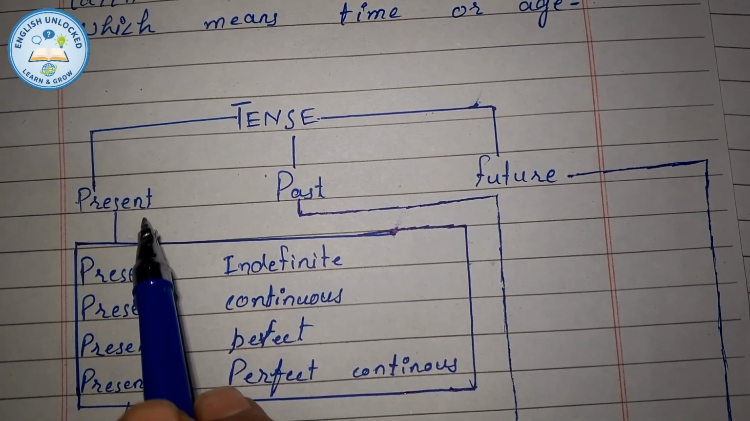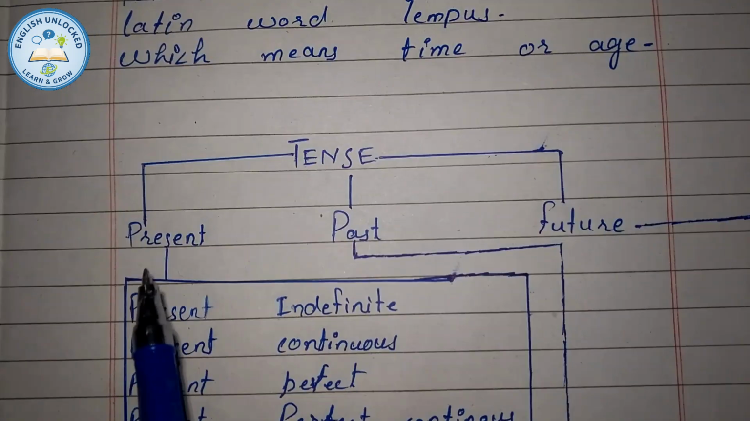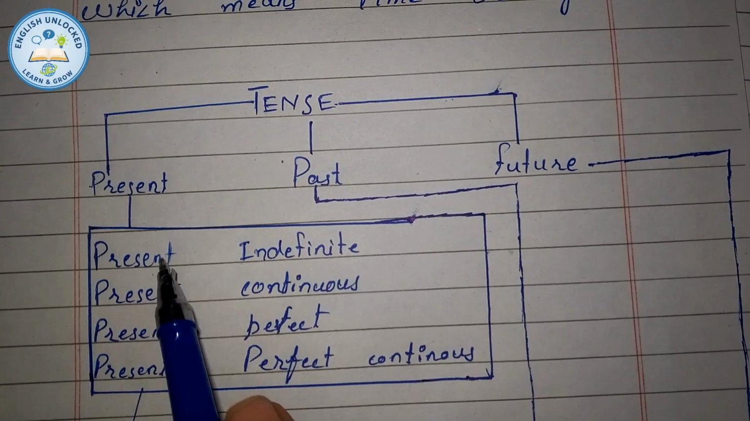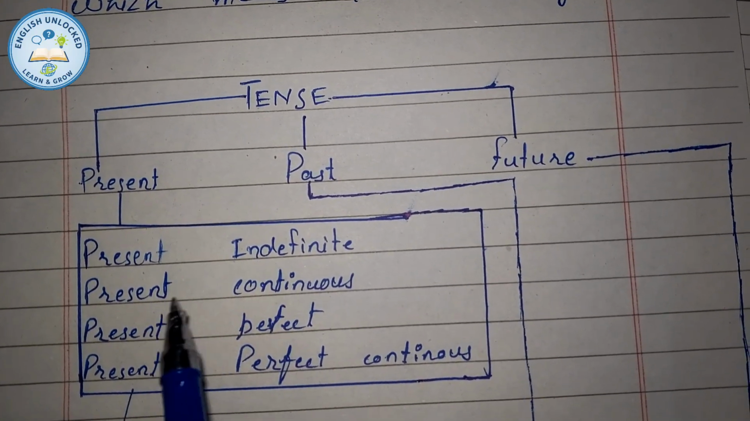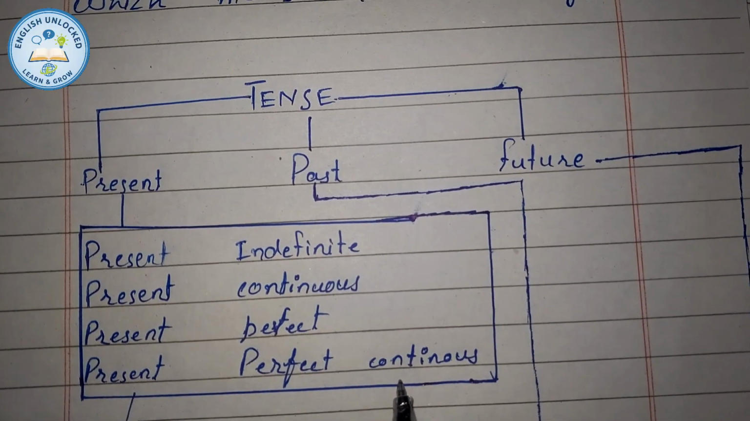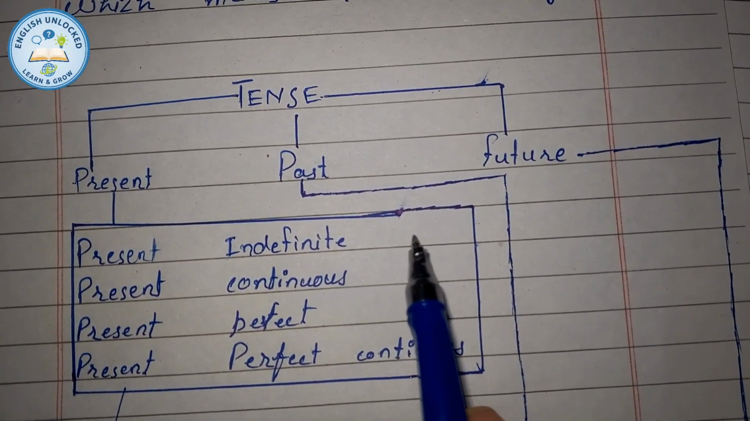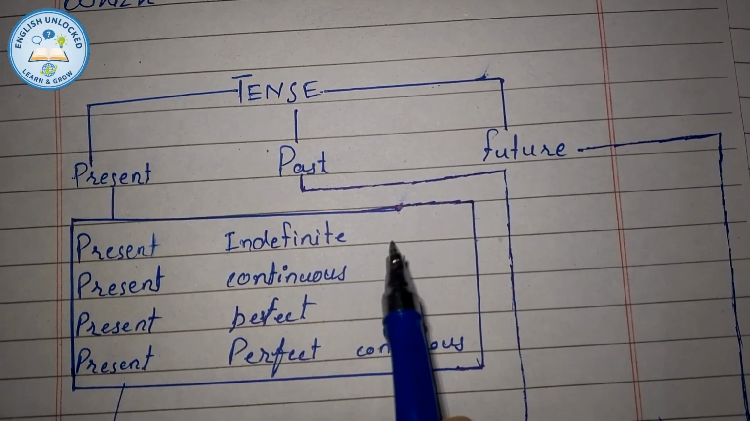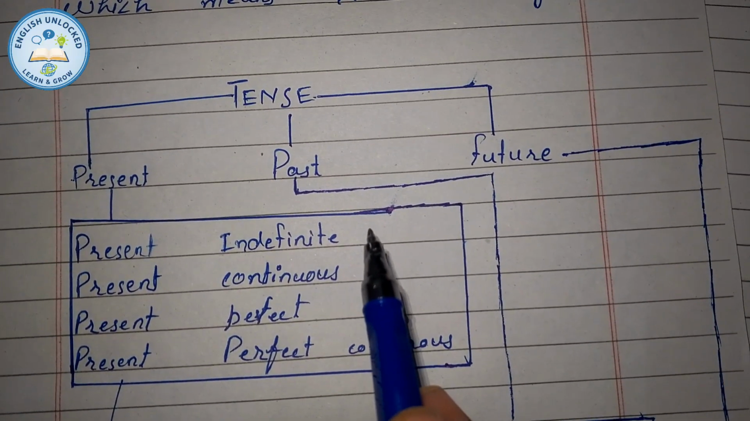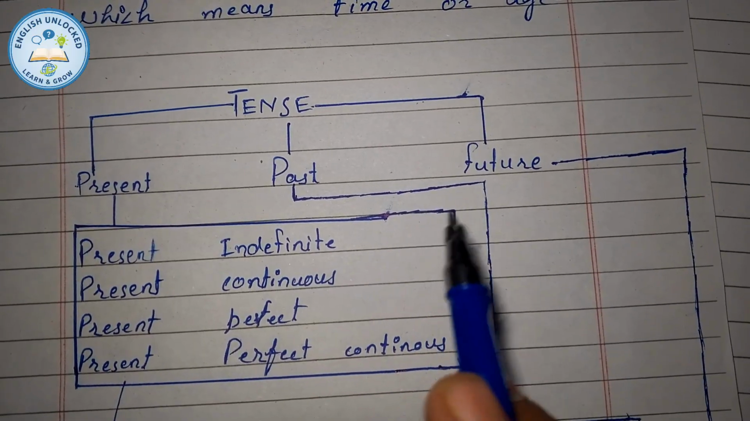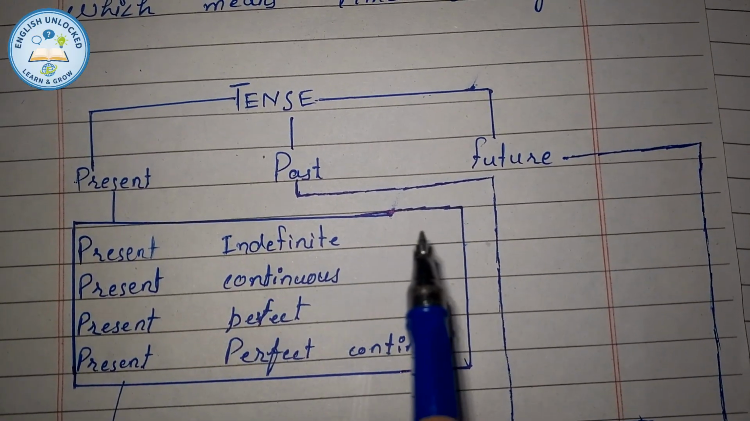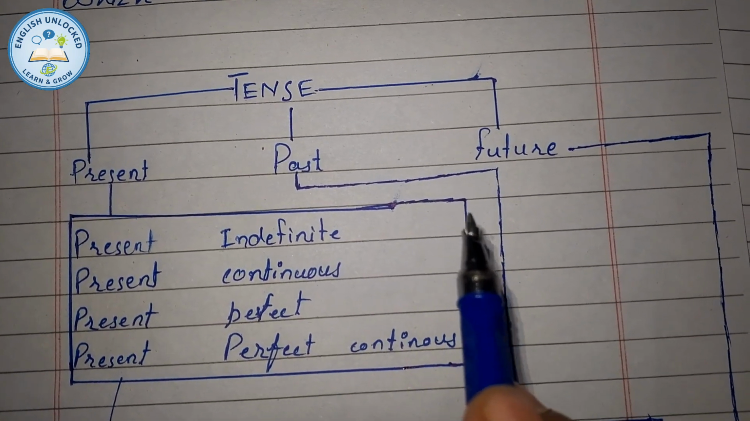The present tense contains four main branches. These are the sub branches of tense: present indefinite tense, present continuous tense, present perfect tense, present perfect continuous tense. Present indefinite means those actions which we do in present. For example, every day I go to school. These all sentences are for present.